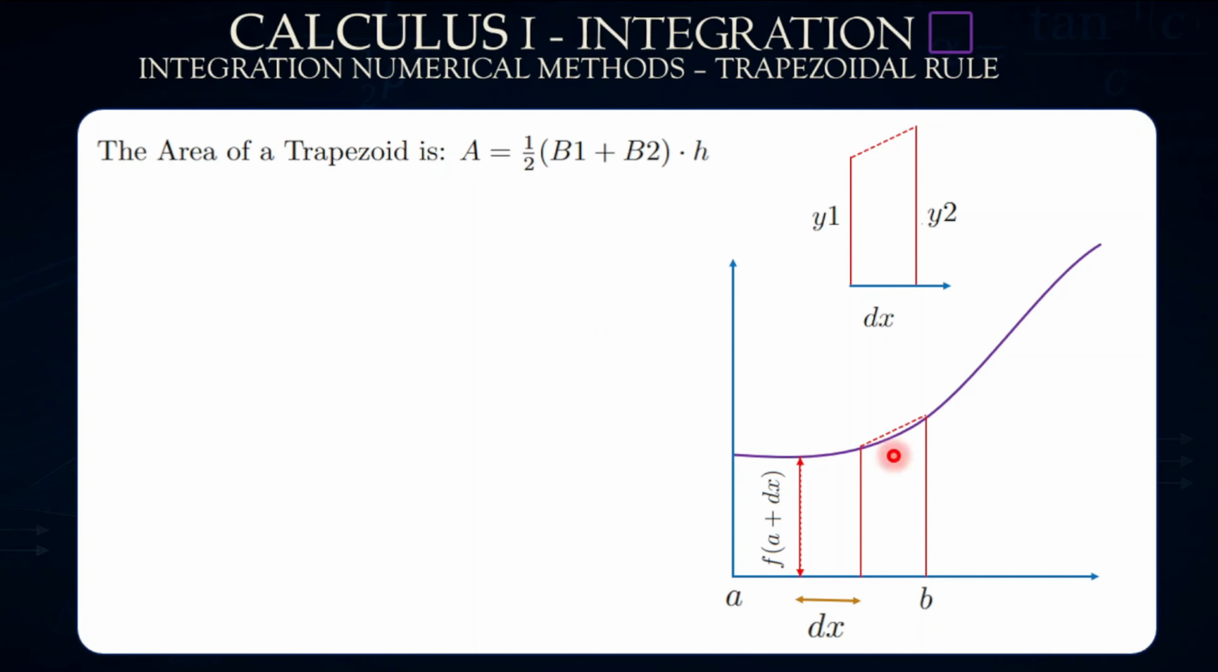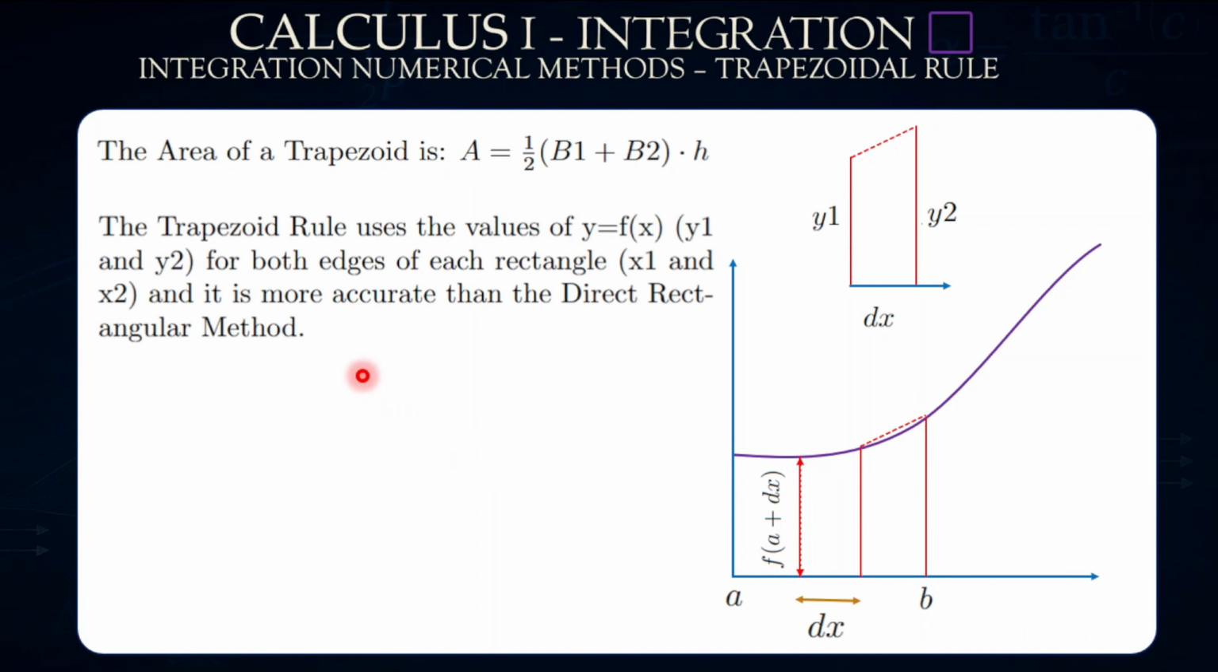If you notice underneath, this is how we are evaluating the area under the curve. We are following a trapezoidal pattern. The first base is the first f(x) for the first x of the rectangle. The second f is for the second point of the rectangle, second edge, and delta x is the height. So the trapezoid rule uses the values of y equal f(x), y1 and y2 for both edges of each rectangle, x1 and x2. And it is more accurate than the direct rectangular method in general. Okay, it depends on the number of steps again and the shape of the curve. Sometimes the rectangular method works better.